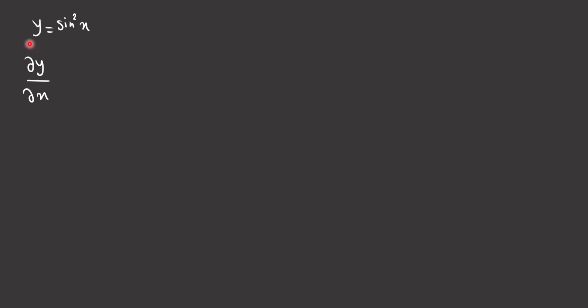So for example, here we can see that y is sine of x to the power of 2, and we want to calculate the partial derivative of y with respect to x. As a matter of fact, if you want to rewrite this, you can see that y is something to the power of 2, and that something is the sine of x. And in order to calculate this partial derivative, we need to use the chain rule.